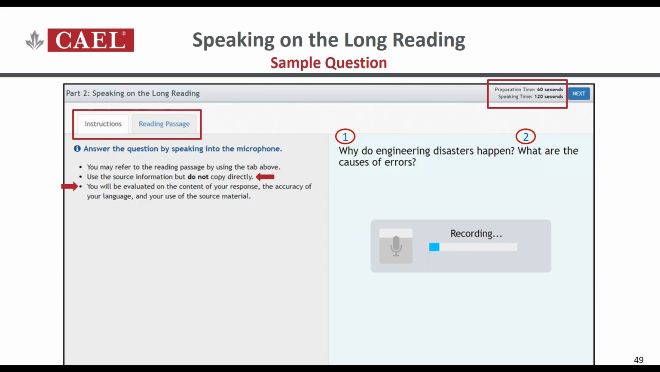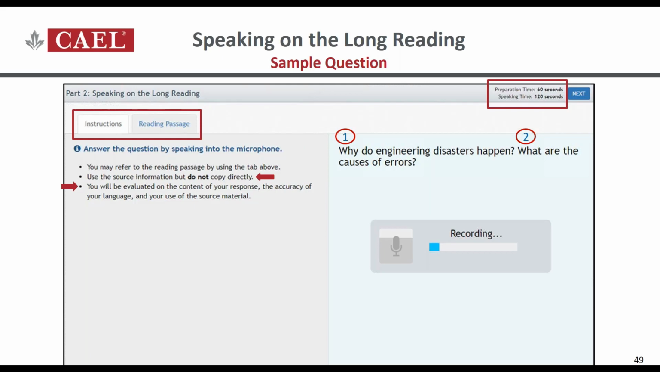Firstly, we already talked about the speaking time. So we did that in the top corner. And we also have the tabs. So there are 2 tabs, and they say instructions and reading passage. If you click on those, you can switch between them and look at them. It also says use the source information, but do not copy directly, which is what I warned you about earlier. It's very important to refer to the reading passage, but don't copy all the words directly. You can change them into your own words.